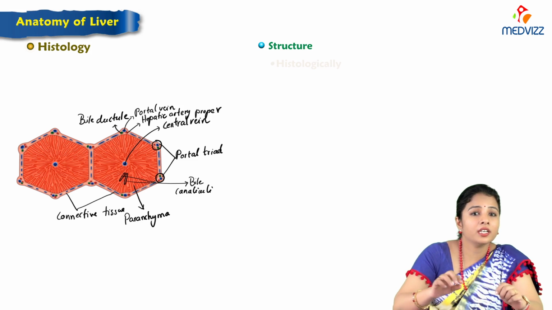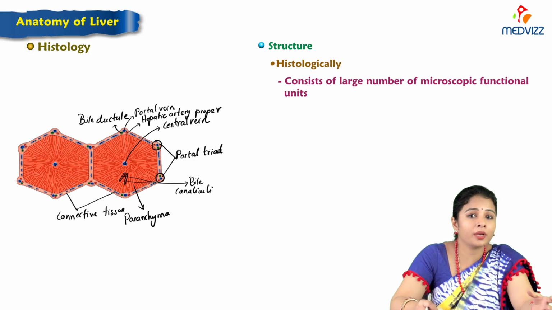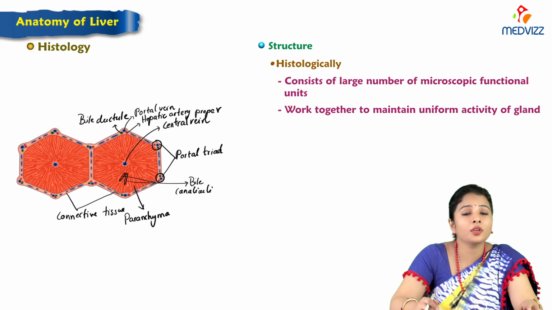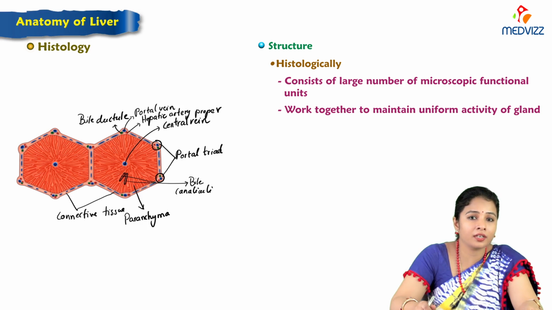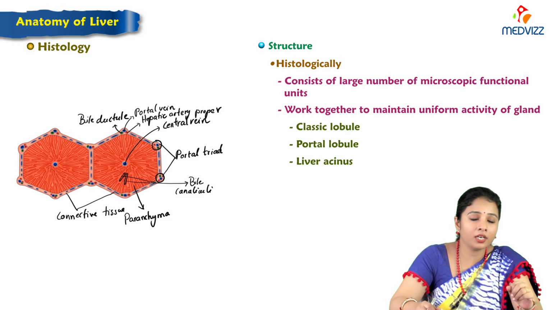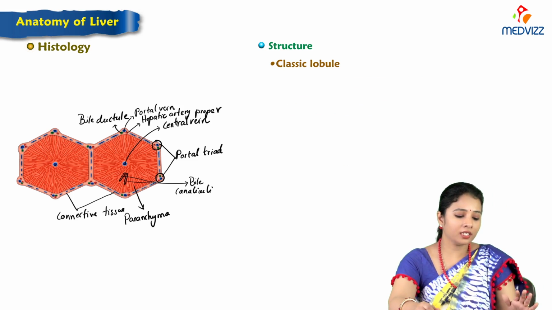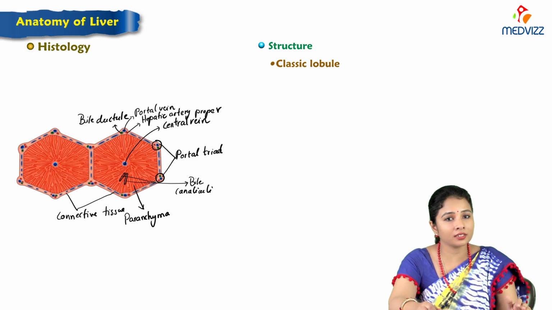Structure of the liver. In histological terms, the liver consists of a large number of microscopic functional units that work together to maintain uniform activity of the gland. There are three possible ways of describing one such unit. So for the hepatic lobules, you can describe different units: the classic lobule, the portal lobule, and the liver acinus. The classic lobule. Here in this image you can appreciate the classic lobule.